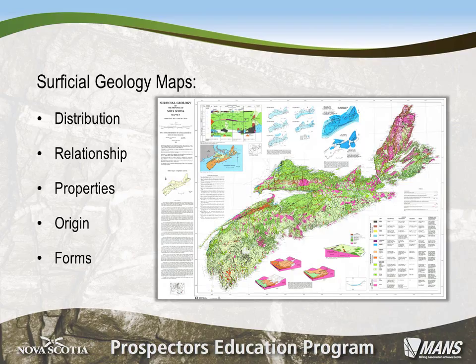Why is this type of map important to prospectors? Many areas of the province are covered by glacial till and other post-glaciation materials, and some of these materials can be sampled when exploring for minerals.